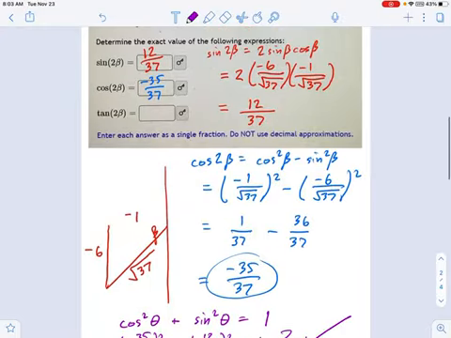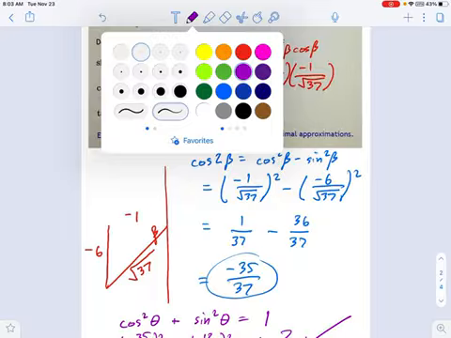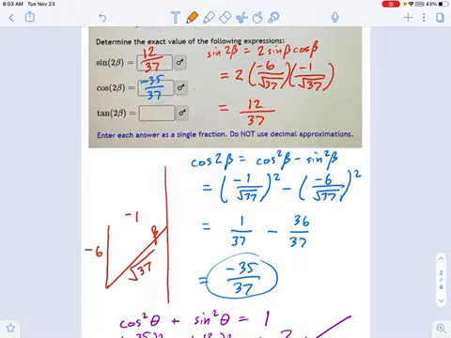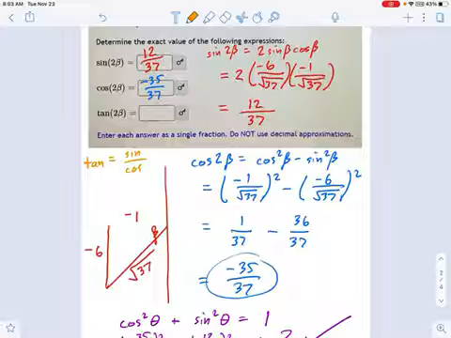Now tangent. For tangent, this one should be quick. Remember that tangent equals sine over cosine? So we have a little shortcut here. I know sine and cosine are right. Therefore, I can just say this is going to be 12 over negative 35. I just divided one fraction by the other, a little keep flip change, and we're done.